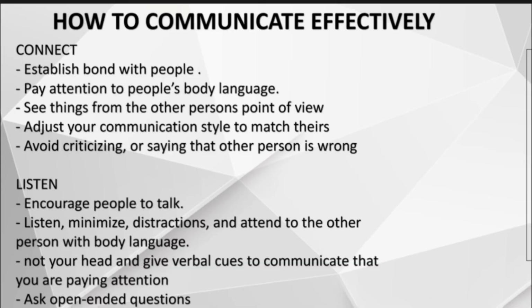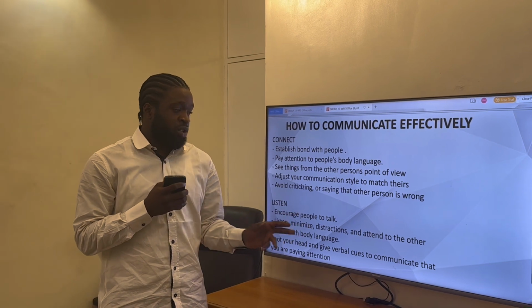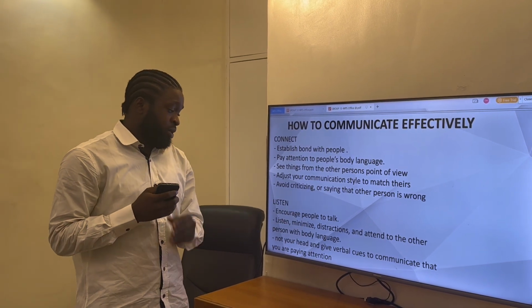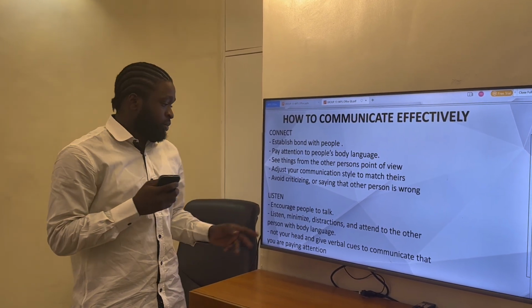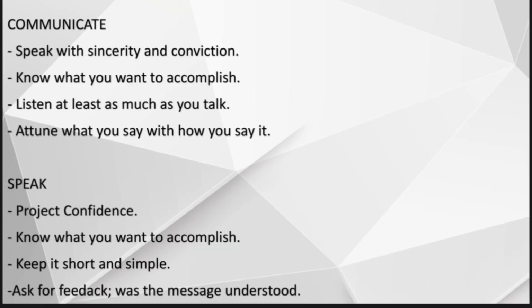How to communicate effectively. Establish a bond with people. Pay attention to people's body language. See things from other people's point of view. Adjust your communication style to match theirs. Avoid criticizing. Encourage people to talk. Listen, minimize distraction, and attend to other people's body language. Nod your head and give verbal cues to communicate that you are paying attention. Speak with sincerity and conviction.